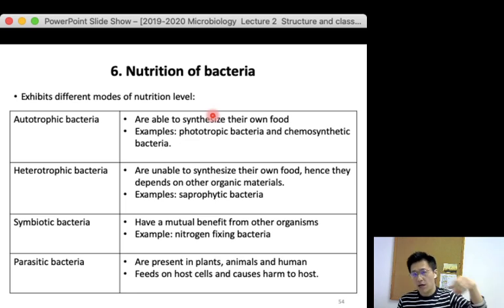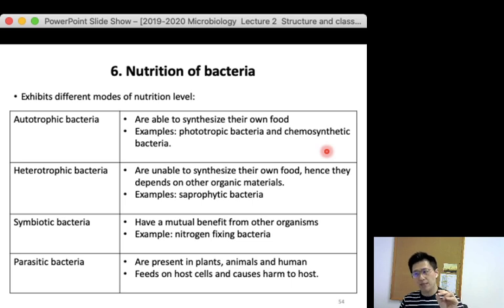For example, they can convert carbon, hydrogen, and oxygen into CHO, the carbohydrate, the food, the sugar. For example, phototrophic. Some of the bacteria can use sunlight like a plant. Photo means sunlight, used to make the food, like synthetic bacteria.